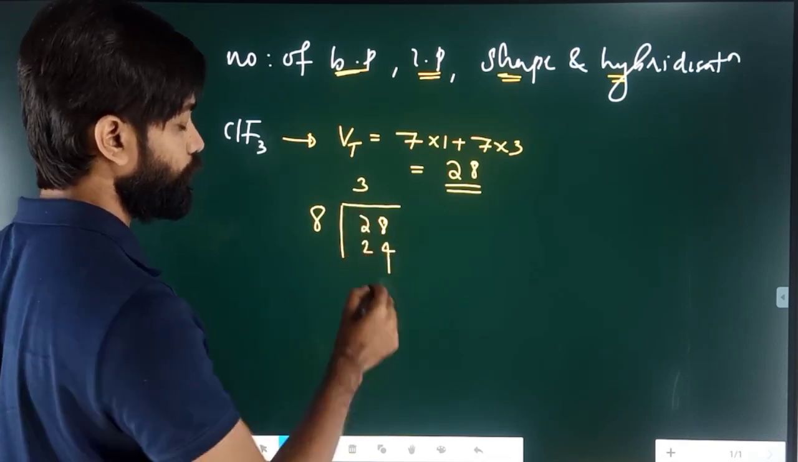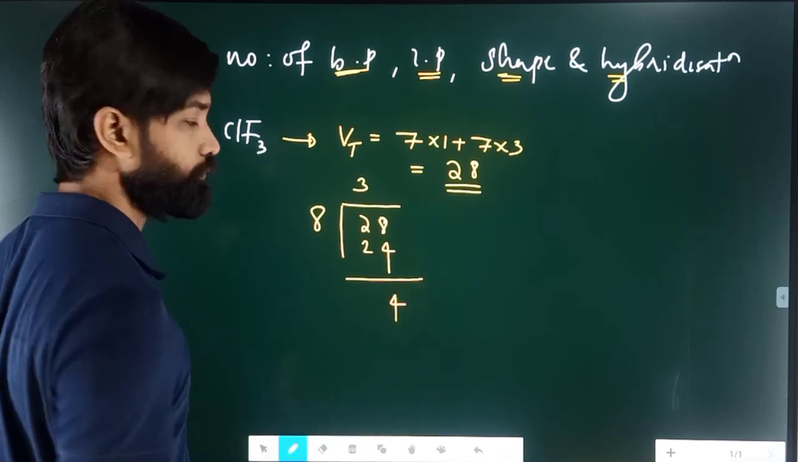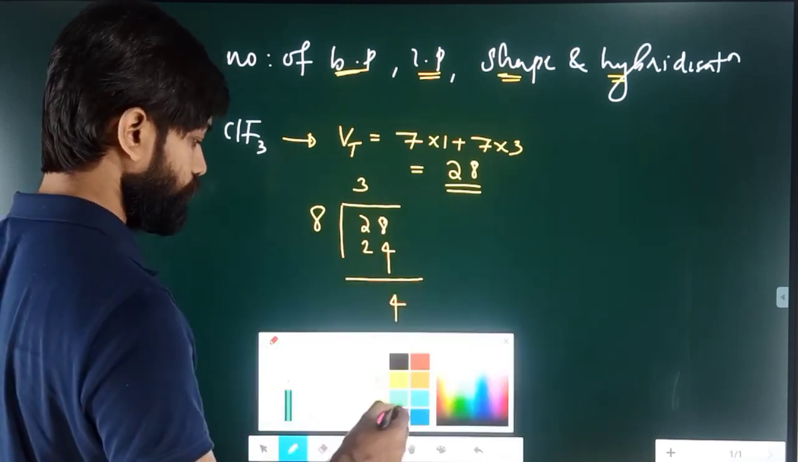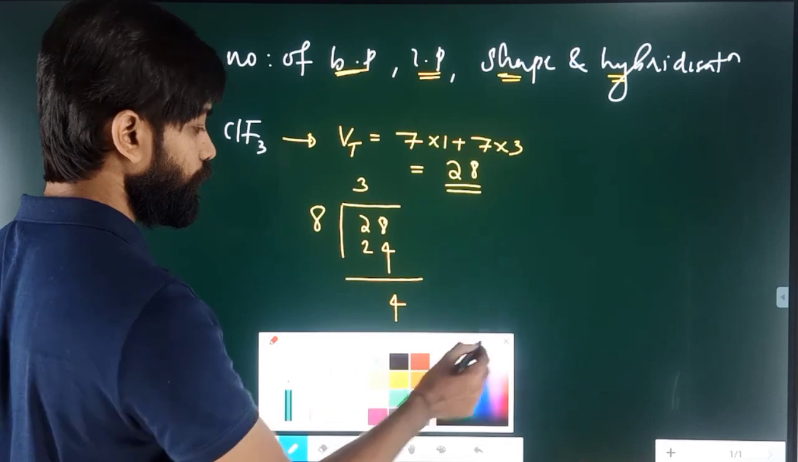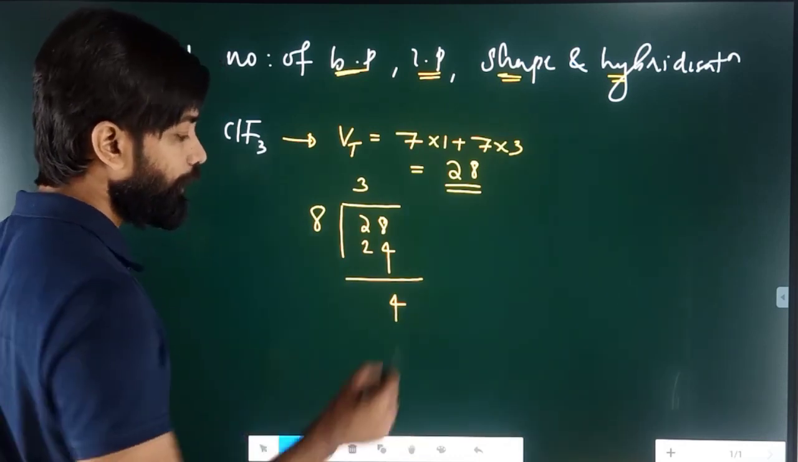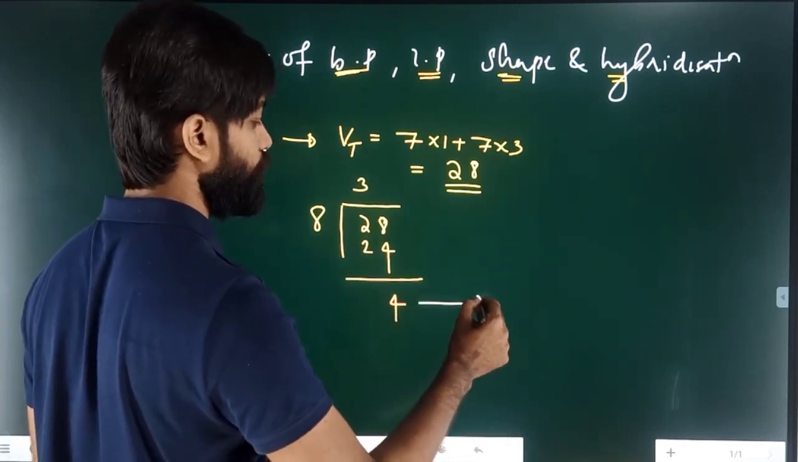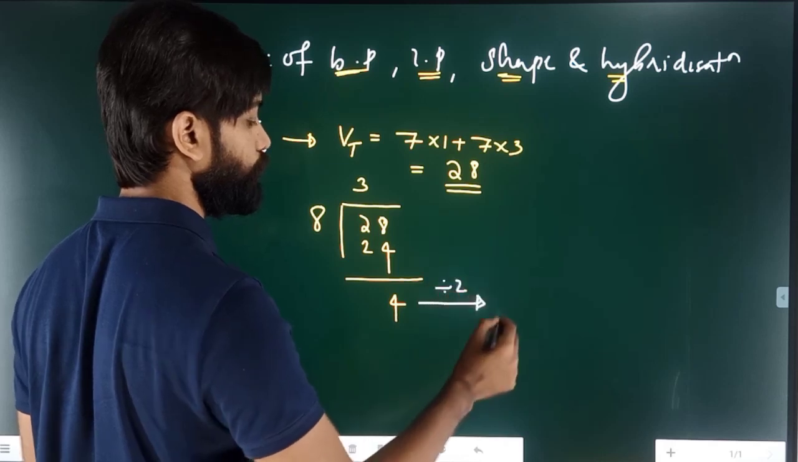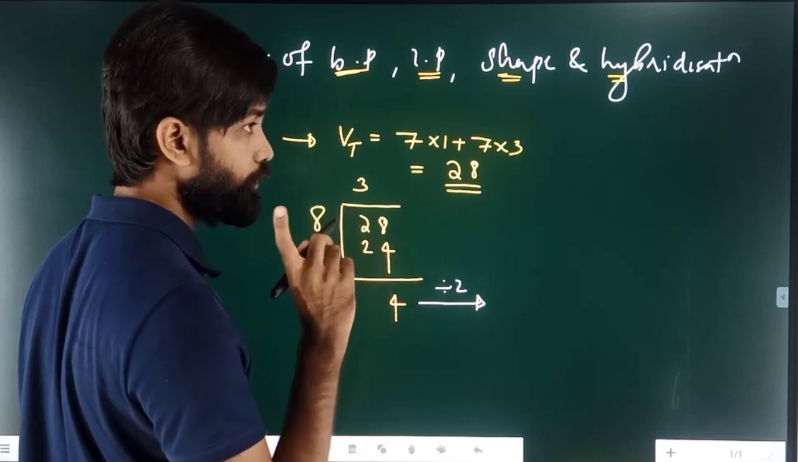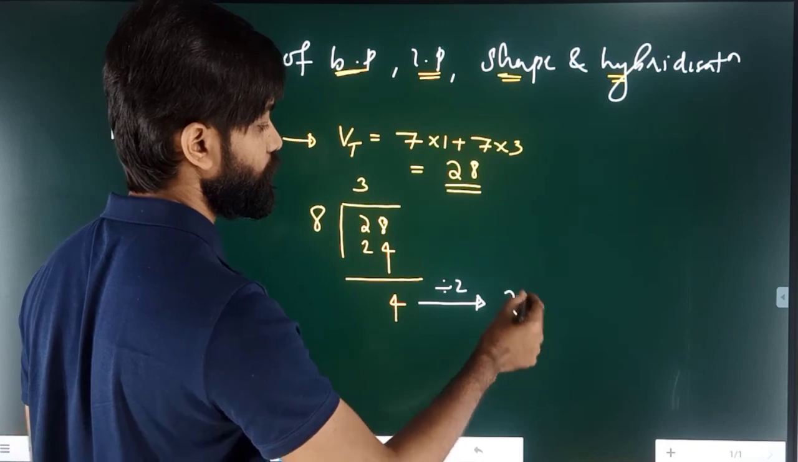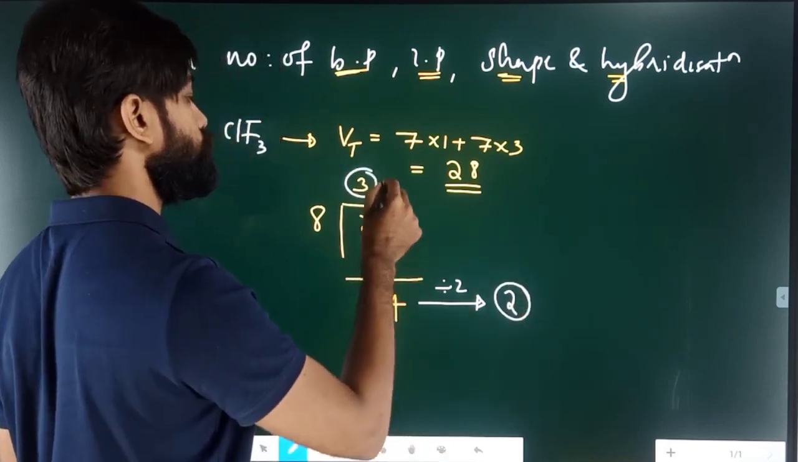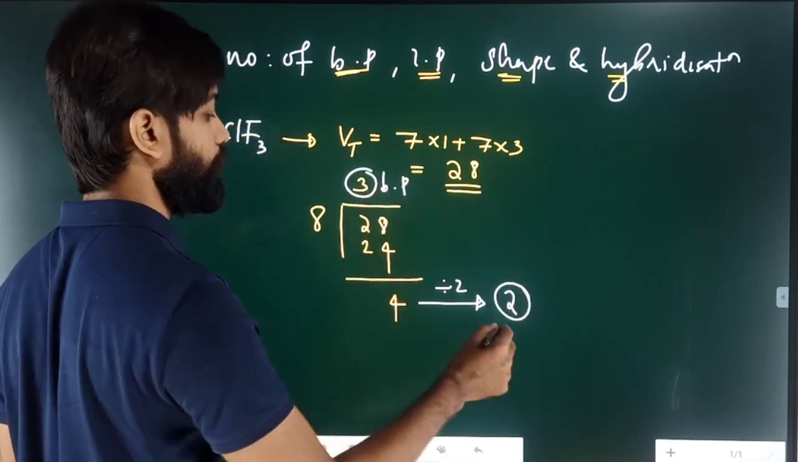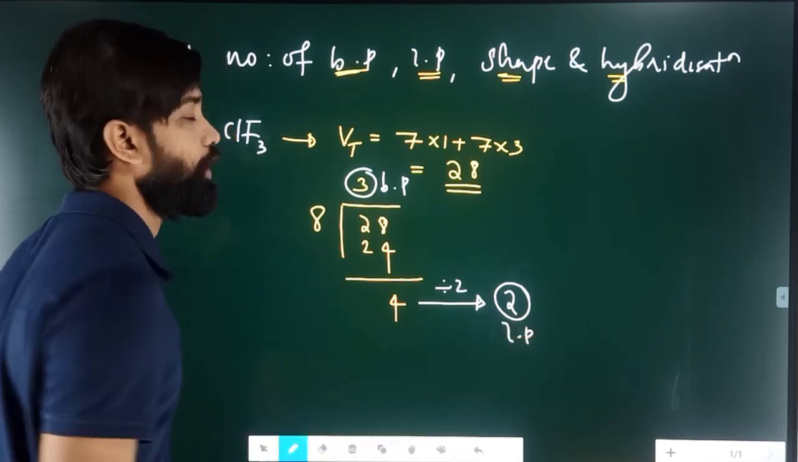So here it will be 24, and you know how to divide. And the remainder is what? The remainder is 4. If there is a remainder, then you divide it by 2 once. So your answer is 2. So the quotient will represent the bond pair and this will represent the lone pair.